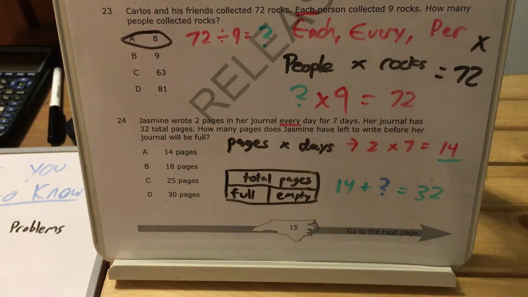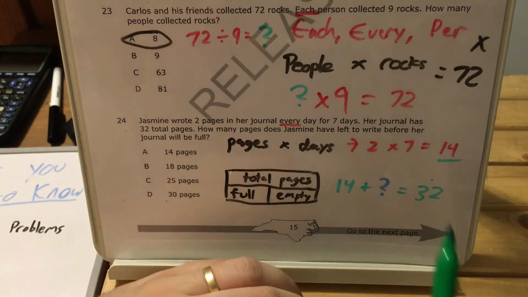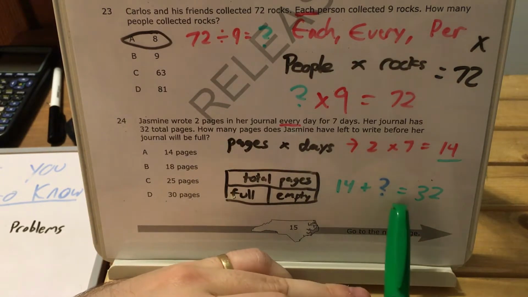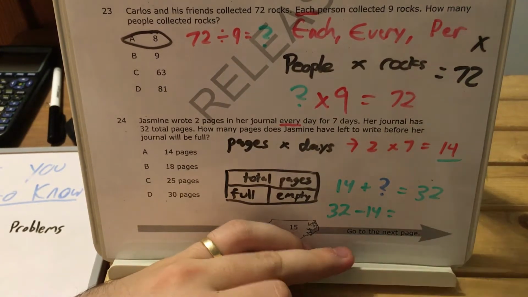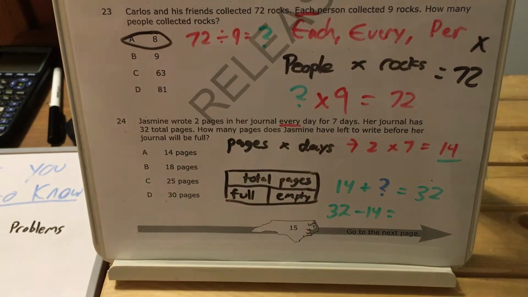So now I can use my fact families to rearrange this so that my question mark is living by itself on one side of the equal sign. Specifically, if I know that 14 plus something equals 32, I know that 32 minus 14 equals that something.